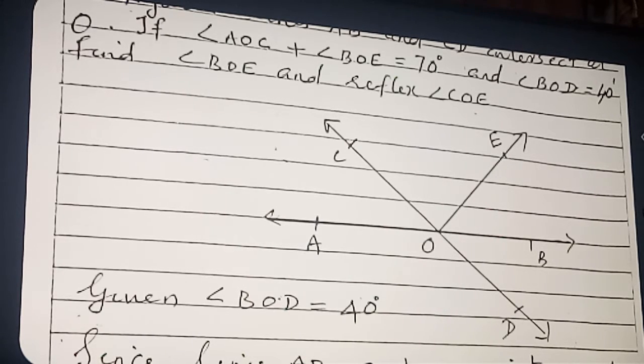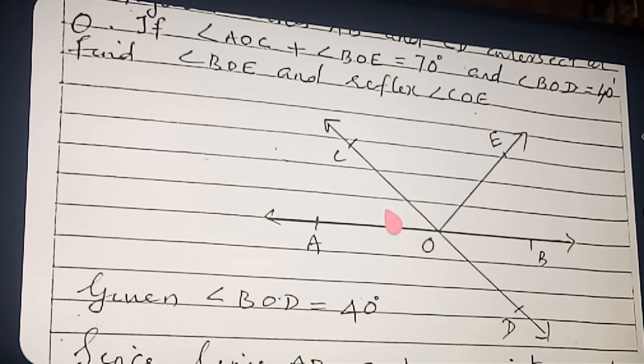Clear? And what about angle AOC and angle BOD? What type of angles are they? Angle AOC and angle BOD are vertically opposite angles. What is angle BOD? 40. Then what will be angle AOC? 40. Clear that first step? Once more, make it clear. AOC and BOD are vertically opposite angles. BOD is already known as 40. Therefore angle AOC is equal to 40. Clear?